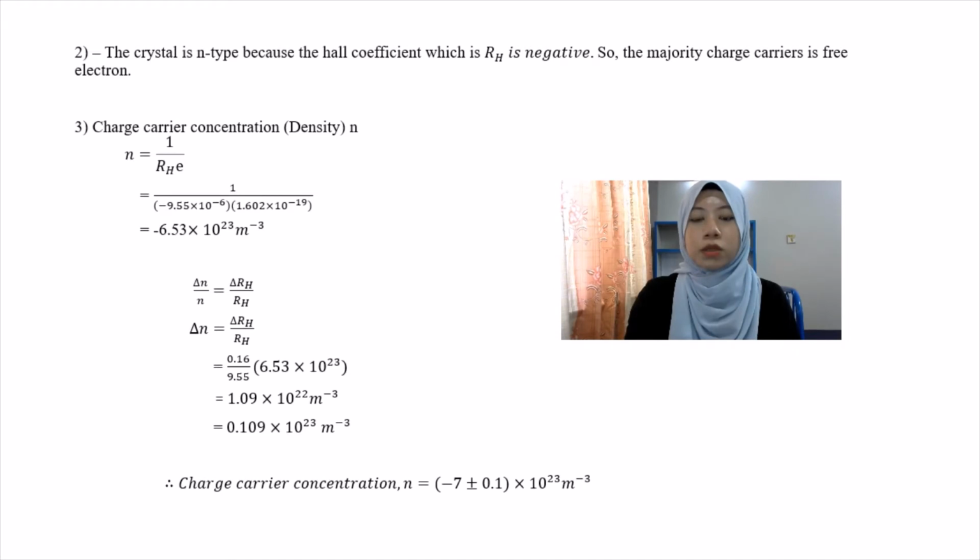By using the n formula, which is n equal to 1 divided by RH e, we substitute all the values for RH and also the e. After that, we got the value for n, and then we need to find the uncertainty as well. Using the formula of uncertainty, delta n, we rearrange the formula, substitute all the values, and got the uncertainty for n, which is 0.1 times 10 to the power of 23.